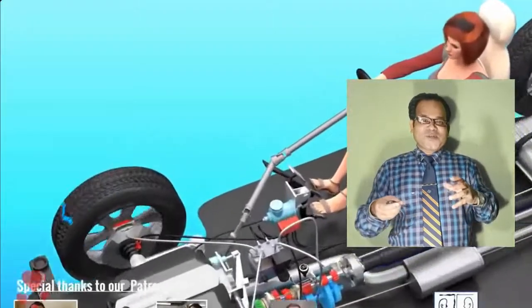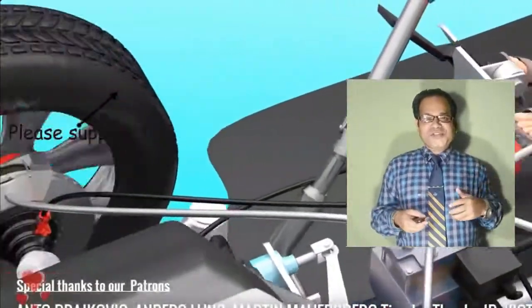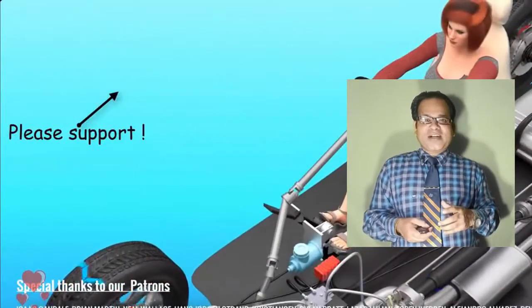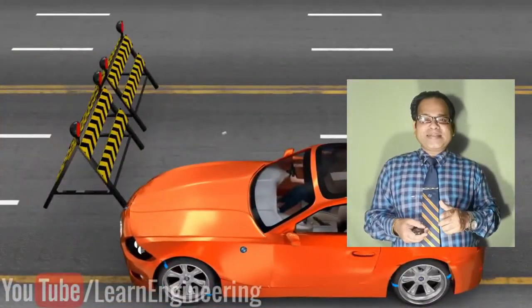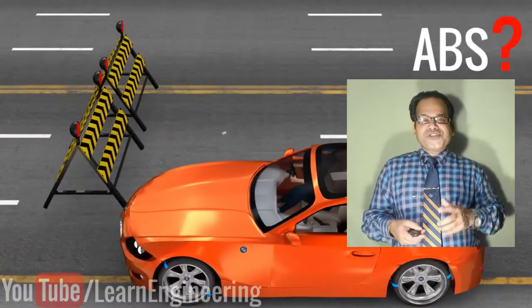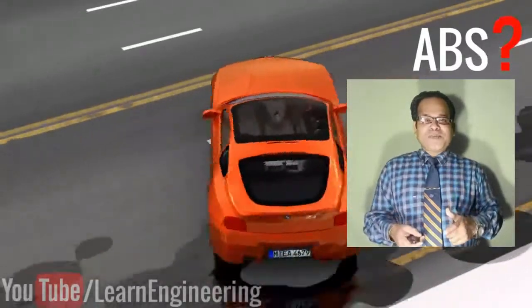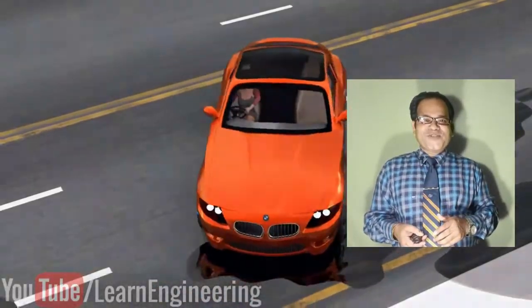I think it is now clear, along with this 3D model and this animation, how ABS functions. And if you ever buy any car, this safety feature you must include, ABS. Other ornamental features may not be there in the car, that's okay, but ABS is the most important safety feature of any car nowadays. Thank you for your attention.